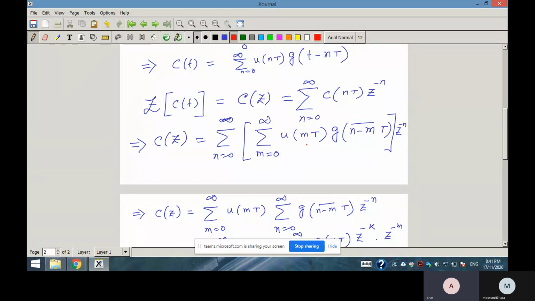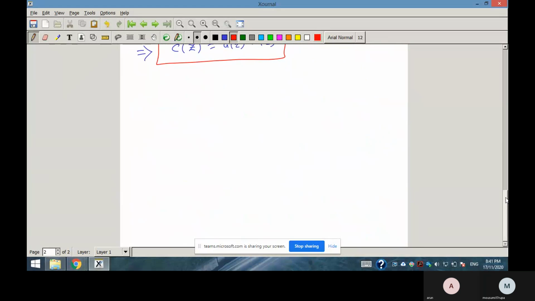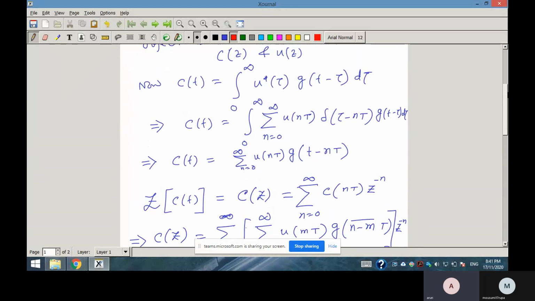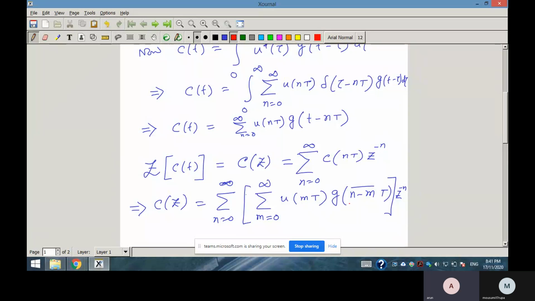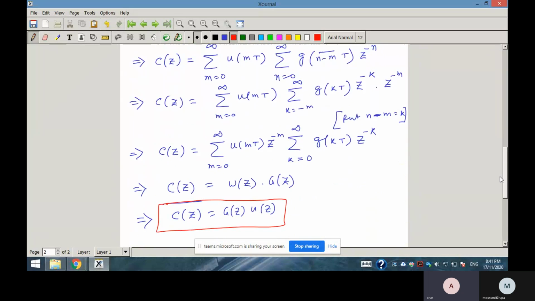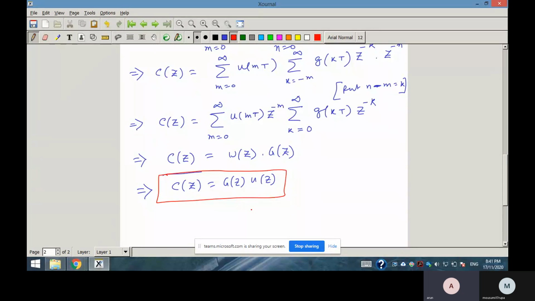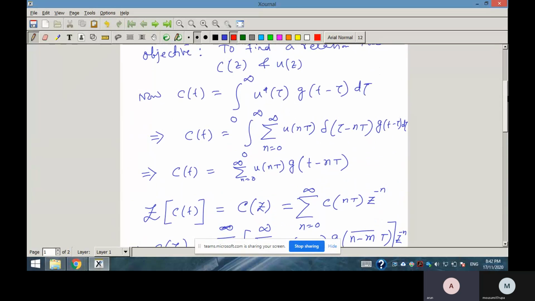U(mT) for example, I should write here. If it is a MIMO system, multi-input, multi-output, then I should write G of (n minus m) into T into U(mT), because G of (n minus m)T is operating on U(mT). So I have written U(mT) before. So if you do that, then you will get G(z) into U(z). But anyway, this is a SISO system I have considered. The derivation is correct. That is not the problem. But only in case of MIMO system, you have to be careful here.